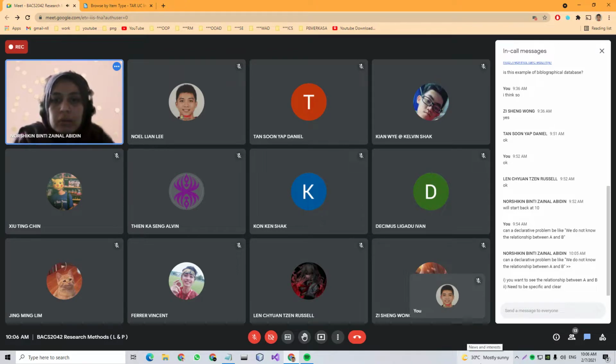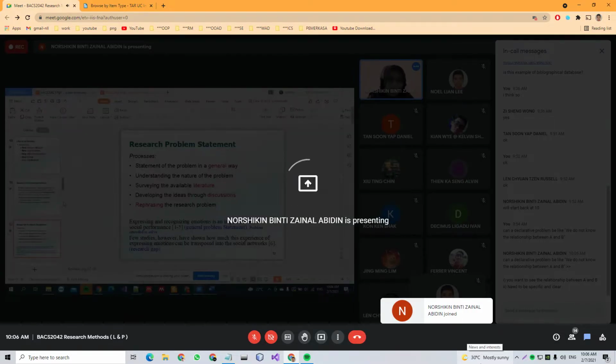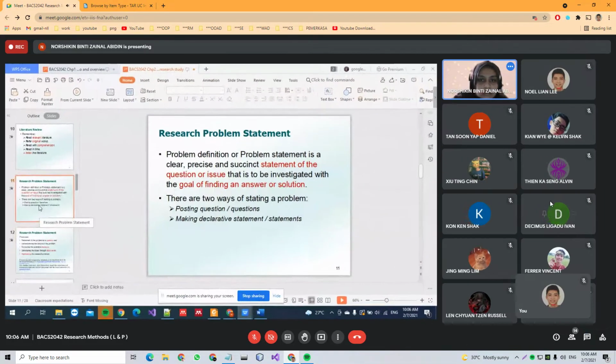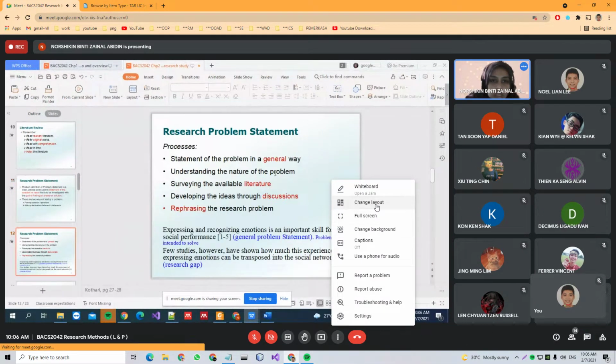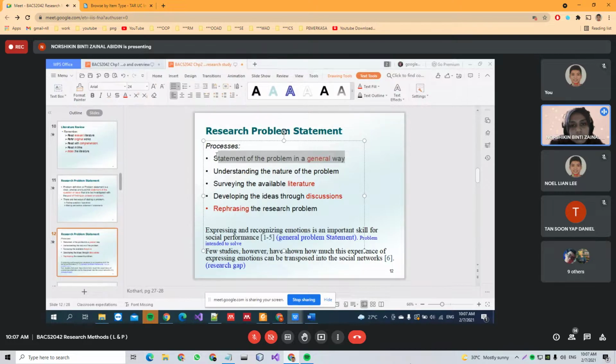So where did we stop? So here in your research, this one is the problem statement, and then how to write a good research problem statement. First, you need to state the problem in a general way. You can write your statement in a general way. It doesn't need to be specific first. And then you need to understand the nature of your problem.